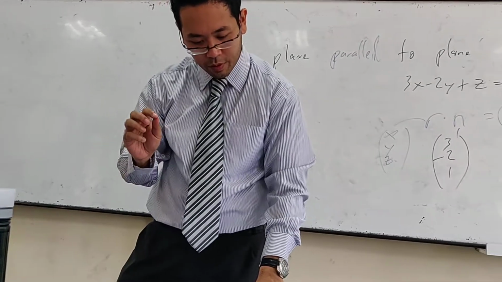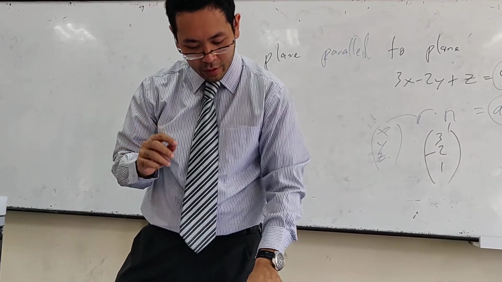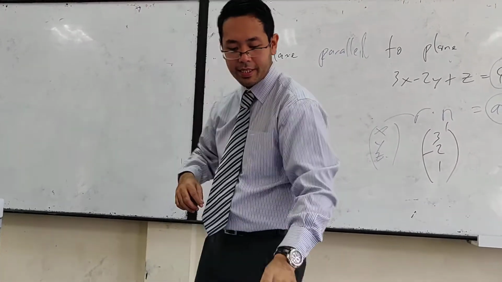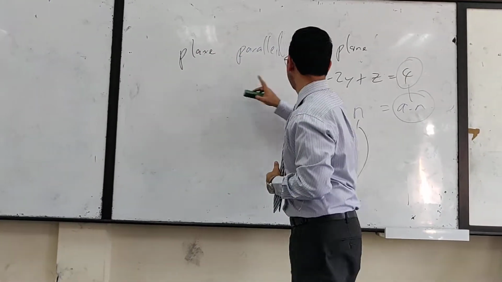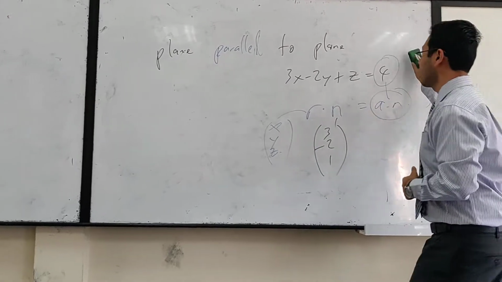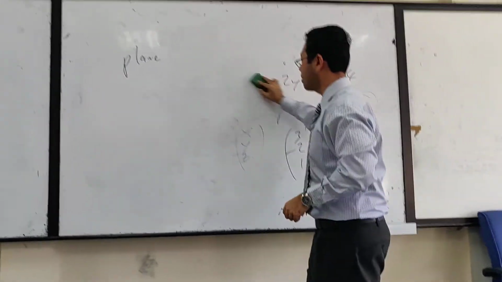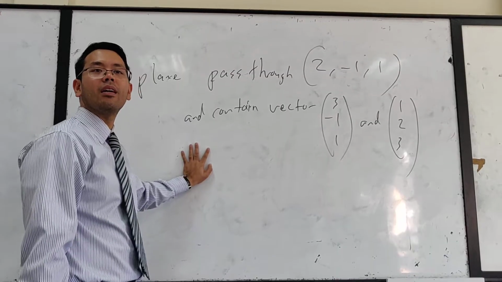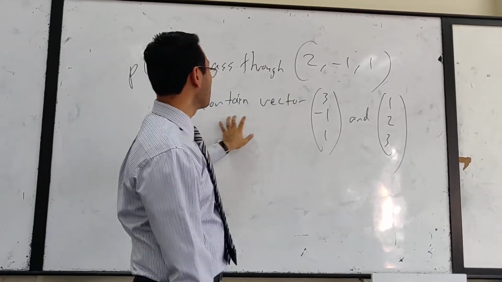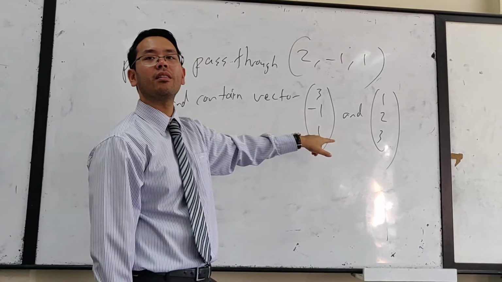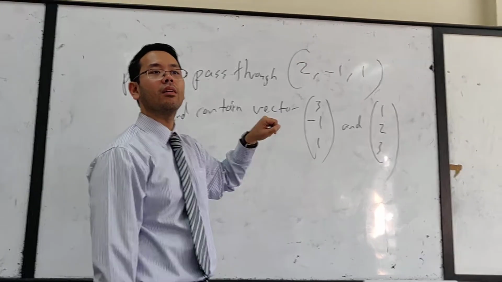Okay, I have one more question, which is one moment. Okay, number 18A, it says that a plane passes through 2, negative 1, 1 and also contains these two vectors. Let's try this time. Alright? So what does it look like?